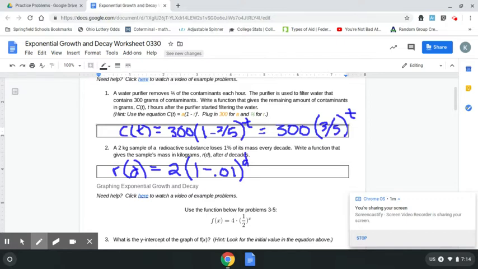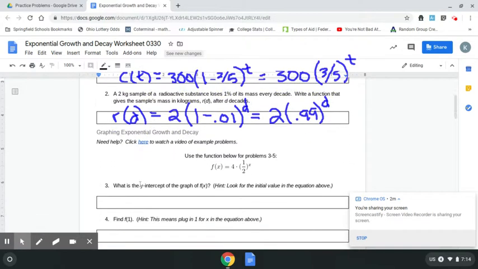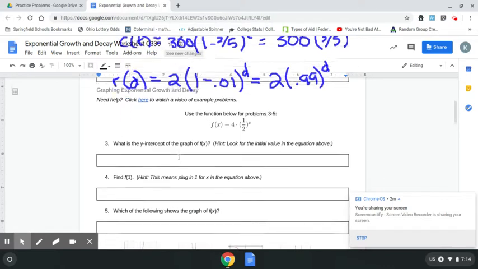not just T time. You can leave it like that, or you can take the additional step of subtracting that. 1 minus 0.01 is 0.99, and that's raised to the D power. So there's the first two. All right, so now if we take a look down below at the next one, there is a video link to this one. So if we take a look here, use the function below for problems 3 through 5.